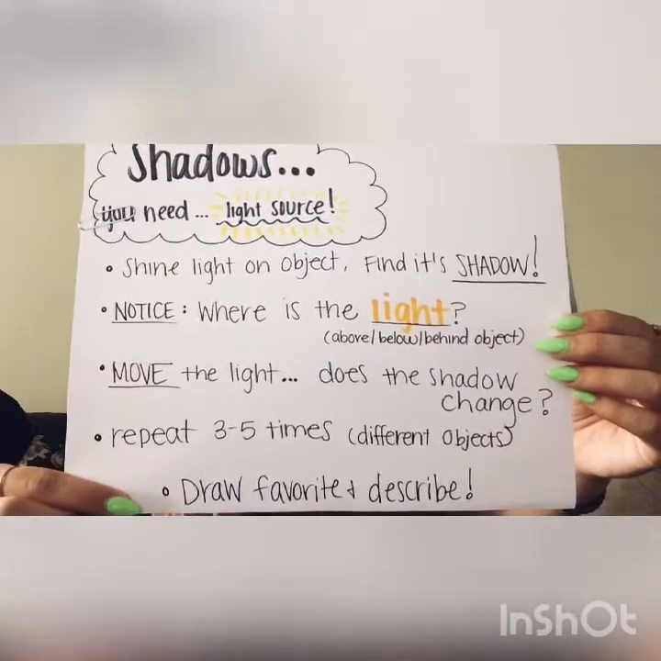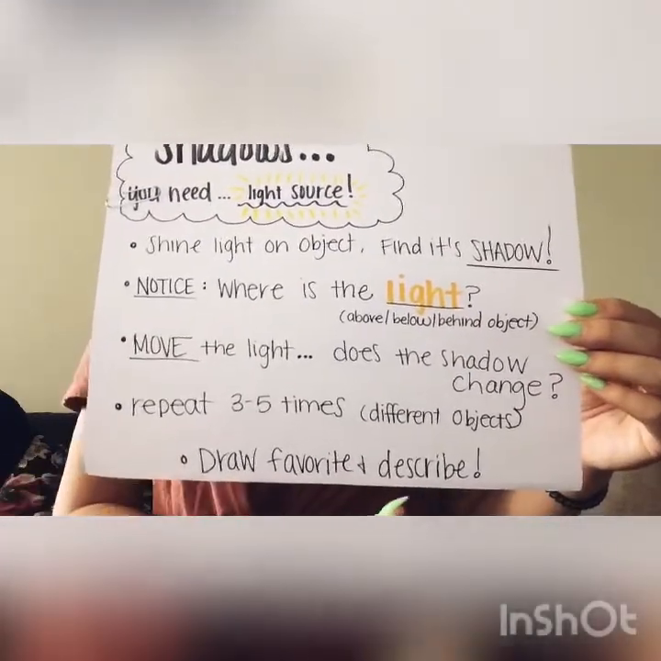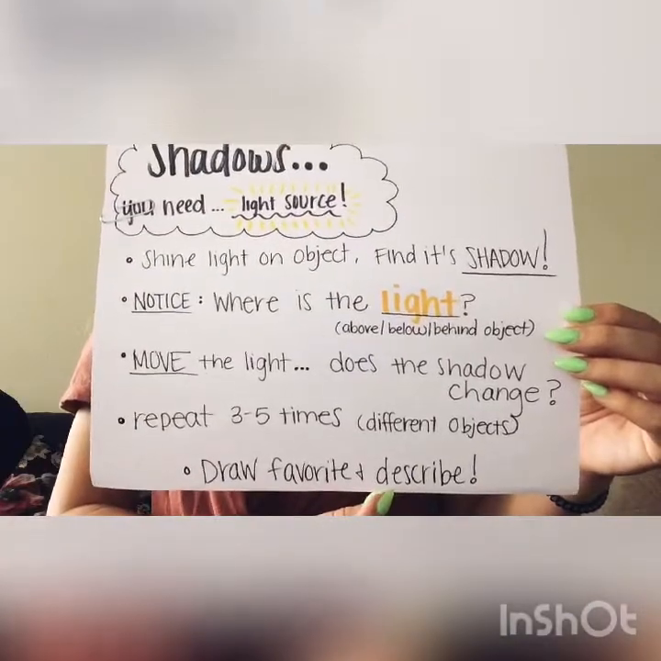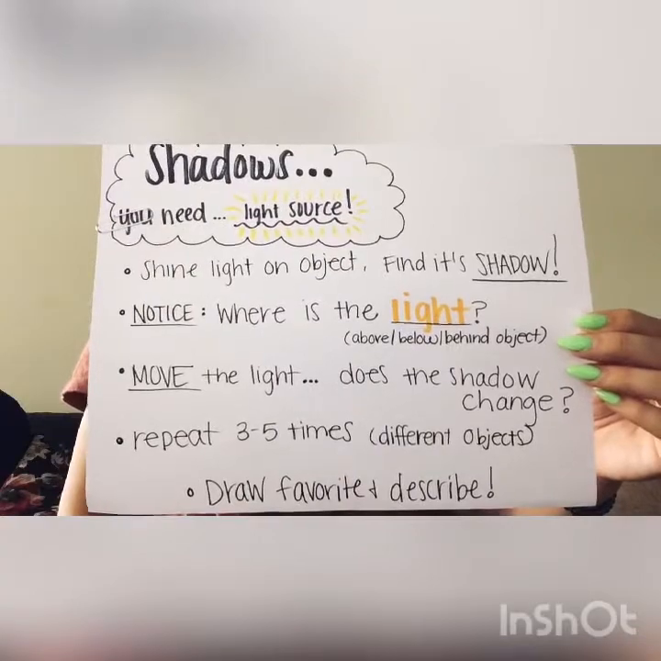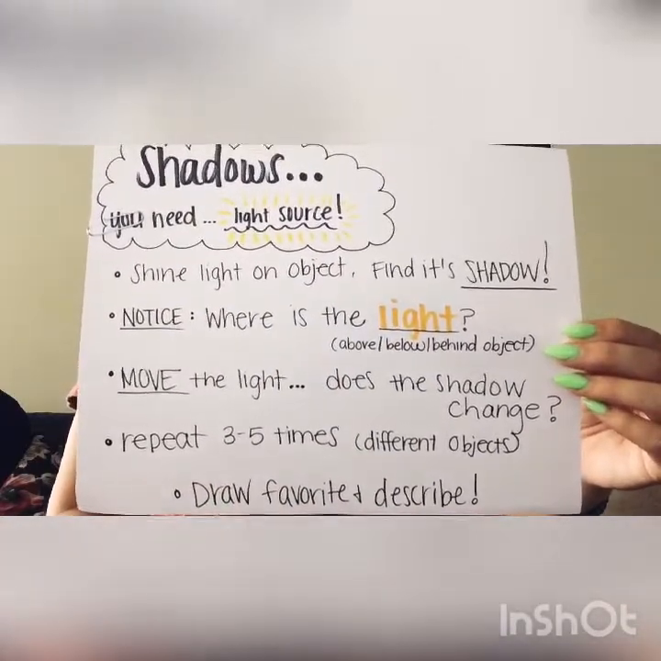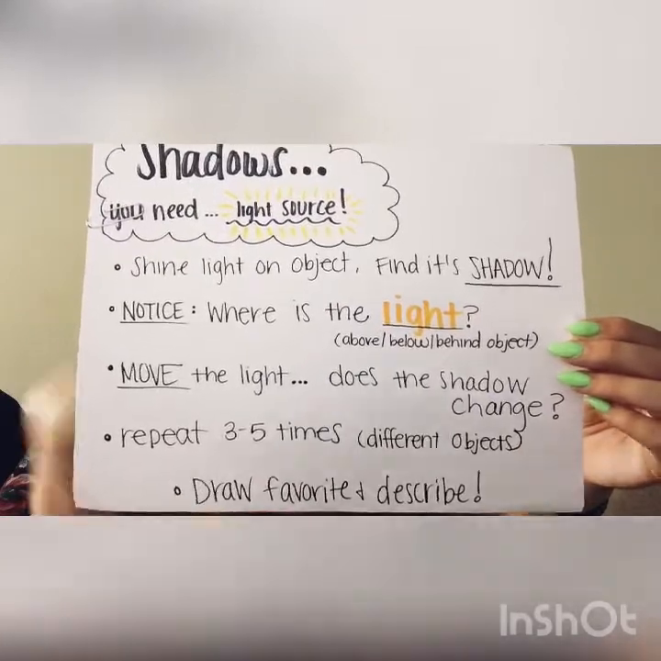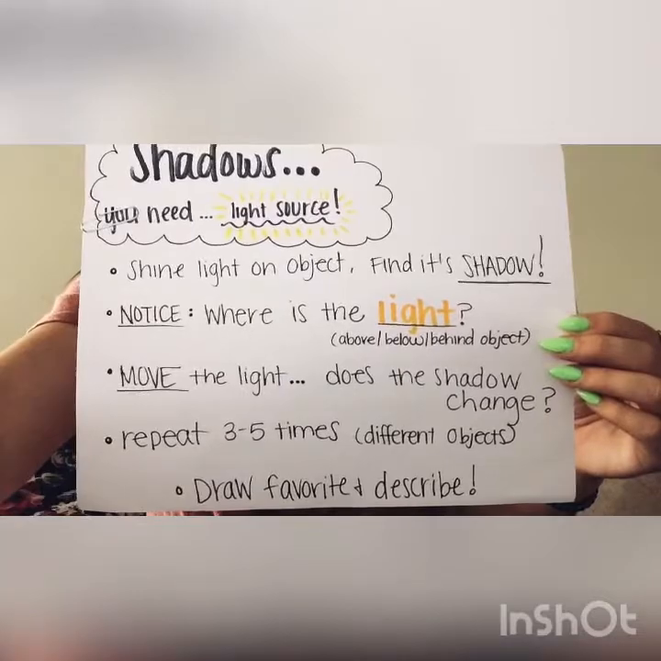And I would love for you guys to draw those objects that you found and what their shadows look like. So you can give me some describing words when you label, and let me know which shadow was your favorite. You can draw a picture of it and describe it. And I can't wait to see the different shadows that you guys create. I know they're going to be super, super cool.